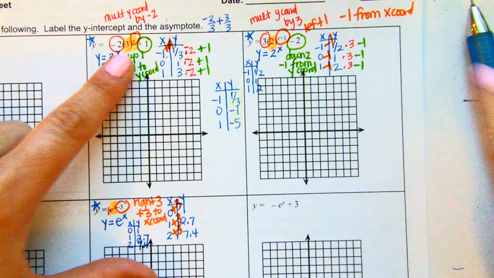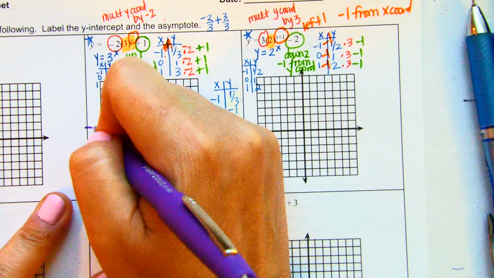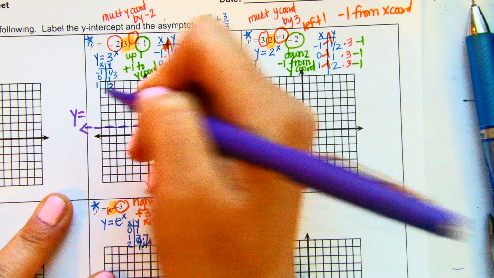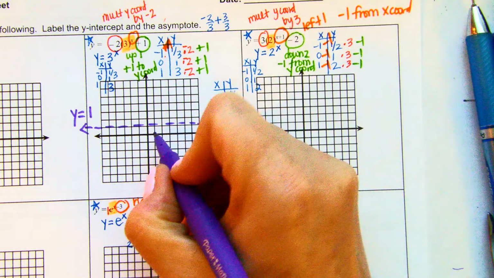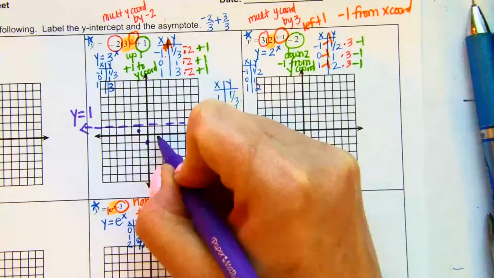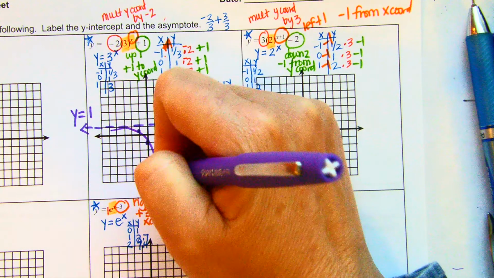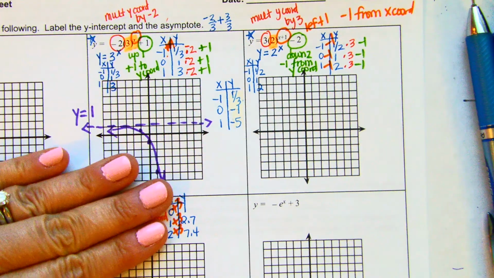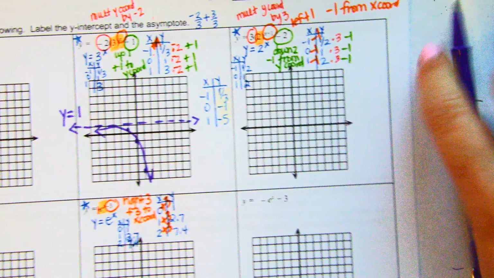Now, because this goes up 1, I know that my asymptote is here. This is y equals 1. And then I'm going to graph this. So -1, 1/3. 0, -1, and 1, -5. 1, 2, 3, 4, 5. Okay, and that makes sense because normally it's exponential, but it has a reflection about the x-axis, so it should be down here below the asymptote.